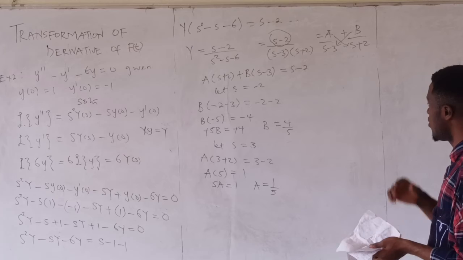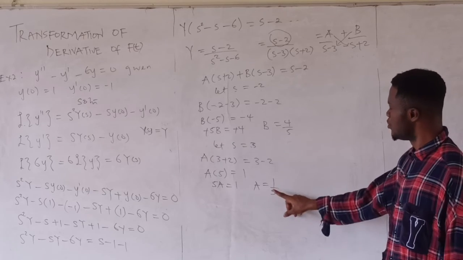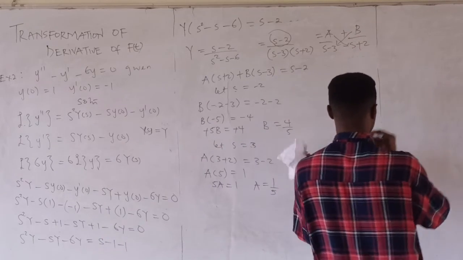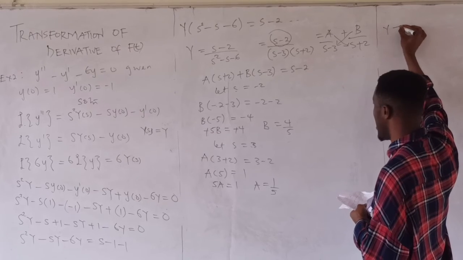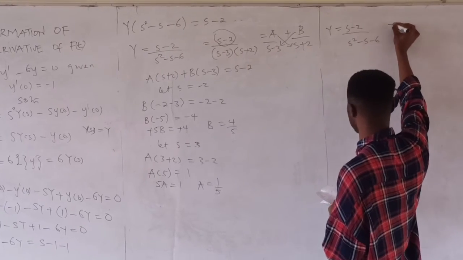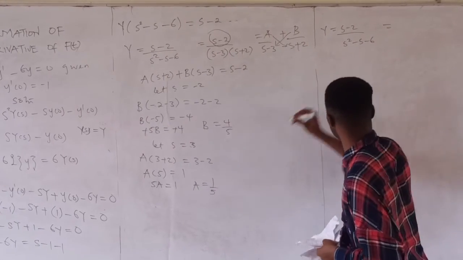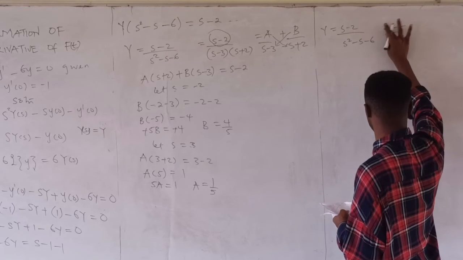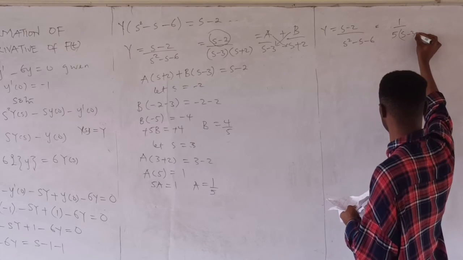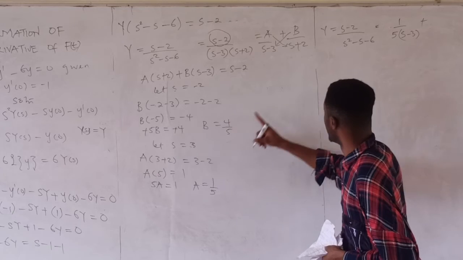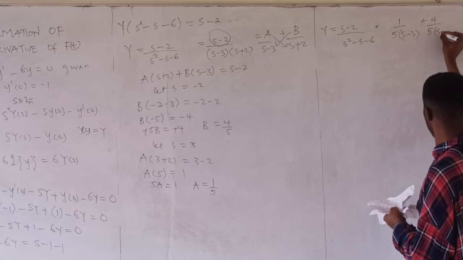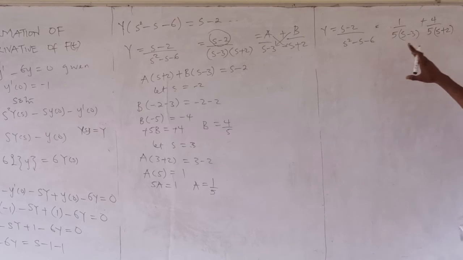Since we have arrived at this, what we are going to do is to impute this back into this function. So we know that y of s, (s minus 2) divided by (s squared minus s minus 6), is equal to a over (s minus 3) plus b over (s plus 2), where a is equal to 1 over 5 and b is equal to 4 over 5. So this is the answer to this function.